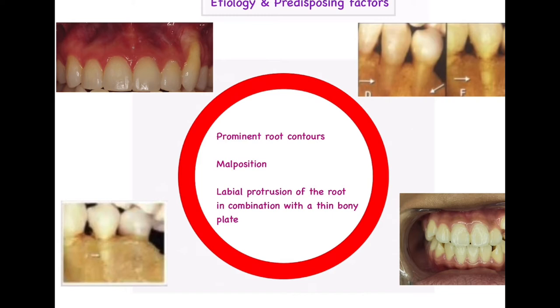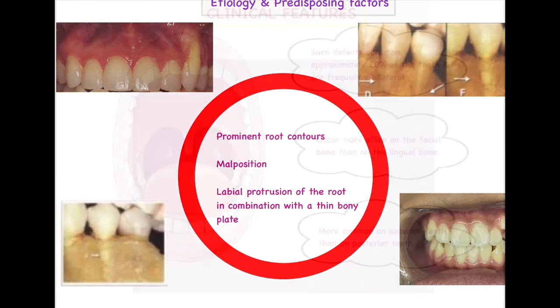Okay, so here we are finished with the predisposing factors. Please remember that these are not the etiological factors, and up till now no particular etiological factor has been implicated for such bony defects. However, these are certain important predisposing factors for fenestration and dehiscence.